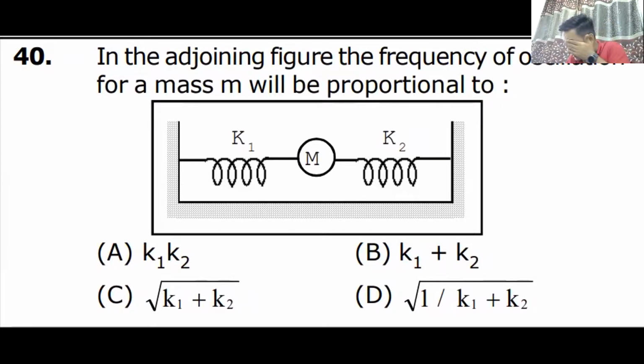Frequency is omega by 2 pi, so omega square is k by m. So it will be proportional to the root of k1 plus k2. Do we understand this? Yes, sir. And I was disappointed that you could not give me the answer.